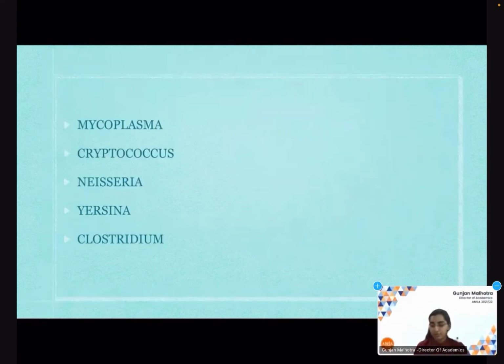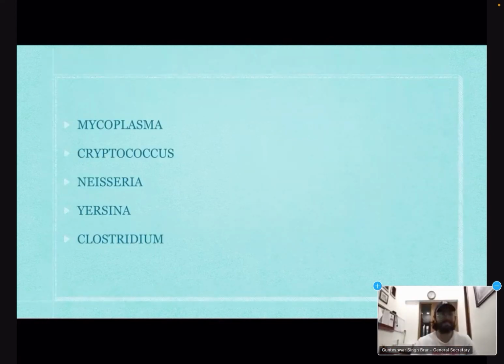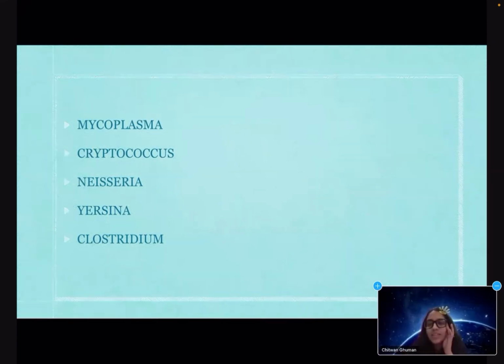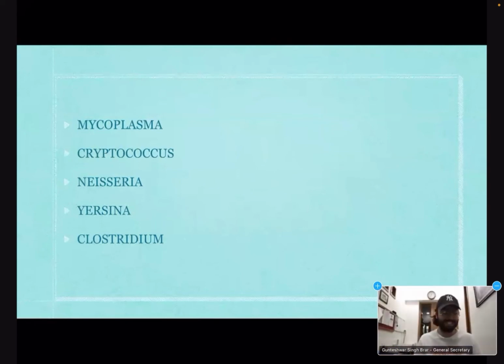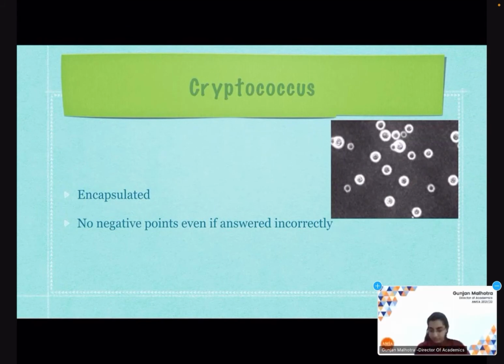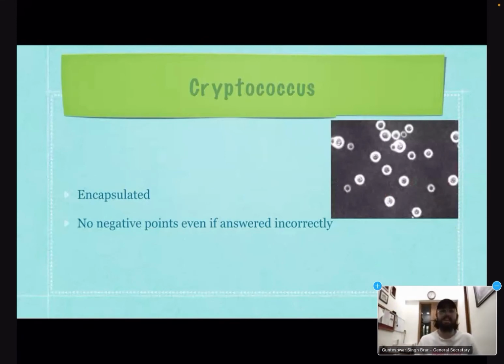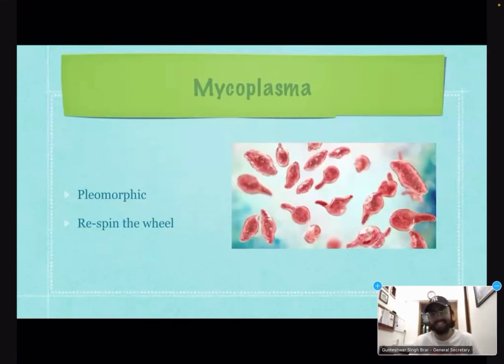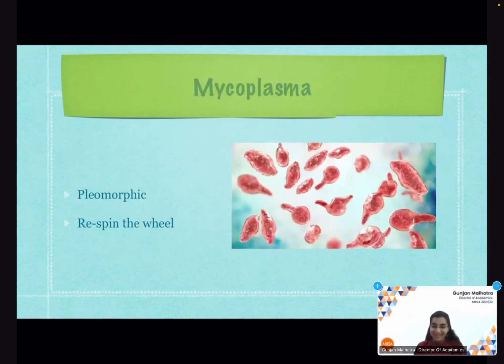Okay, Gunteshwar, what do you want to choose? Thing is, they've taken my first priority and second priority. What do I choose now? Oh, Mycoplasma is respin. Cryptococcus is freezes the time. Oh, sorry, no negative points. This is no negative marks. Okay, I'll just take Mycoplasma. Okay, respin the wheel.